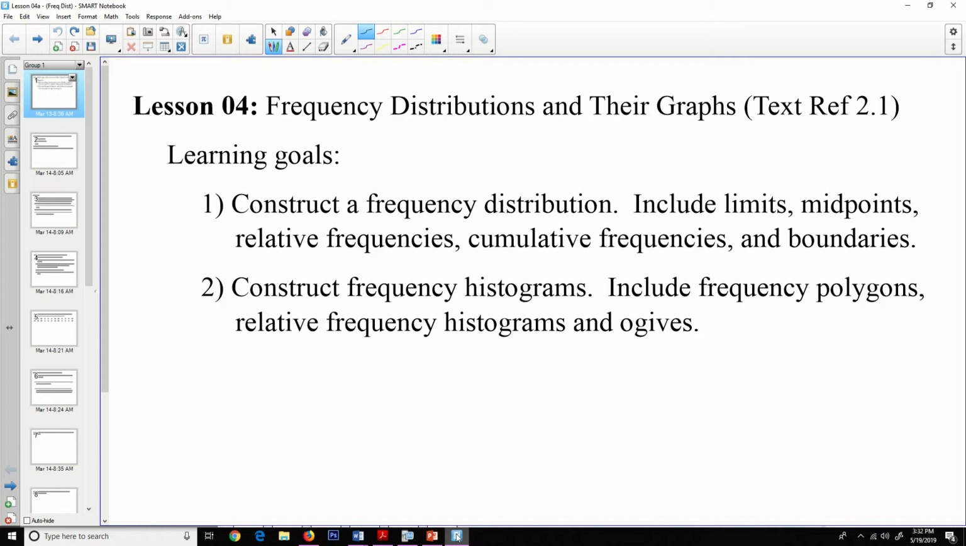Today we're going to talk about frequency distributions and their graphs. We're going to construct frequency distributions, including the upper and lower limits, midpoints, relative frequencies, cumulative frequencies, and boundaries. We're going to construct frequency histograms, including frequency polygons, relative frequency histograms, and ogives. An ogive is a cumulative frequency distribution.